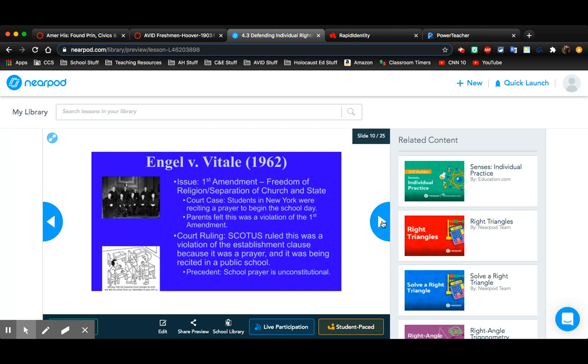Supreme Court said, yep, you're right. This is a violation of the Establishment Clause in the Constitution because it was being recited in a public school. So the precedent set is that school prayer is unconstitutional. Important to note that this does not say that people cannot pray in school. This says that the school cannot make students, or staff for that matter, pray. Okay, so important to note.